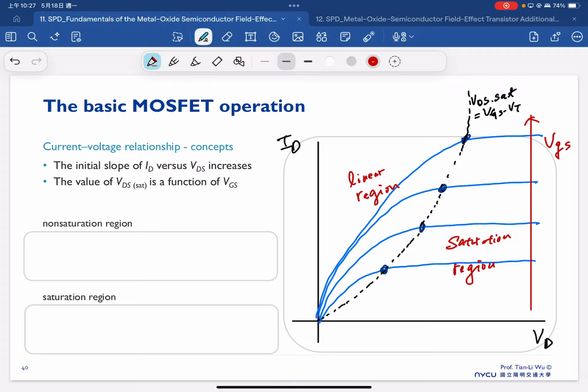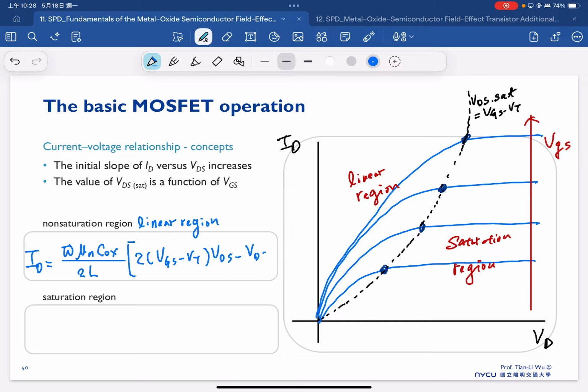So the general equation for the non-saturation region, or linear region, is shown below, where the drain current is equal to our channel width times our mobility mu n times our oxide capacitance over 2 channel length, times 2 times (VGS minus VT) VDS minus VDS square. So that's the current equation for the linear region.